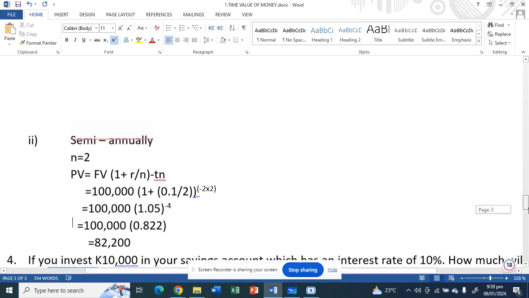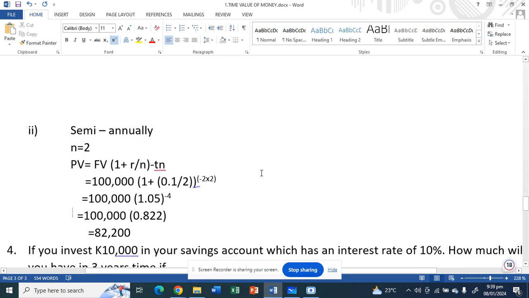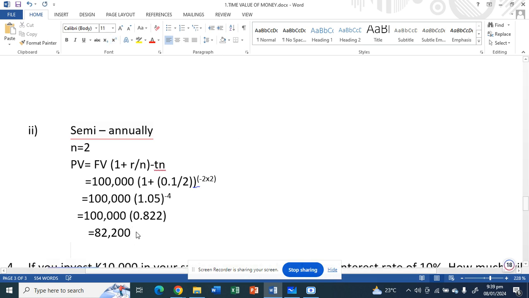So that's how much you need to invest if the interest is compounded semi-annually, that is 2 times in a year. And if you want to have 100,000 in 2 years, this is how much you need to invest: 82,200.